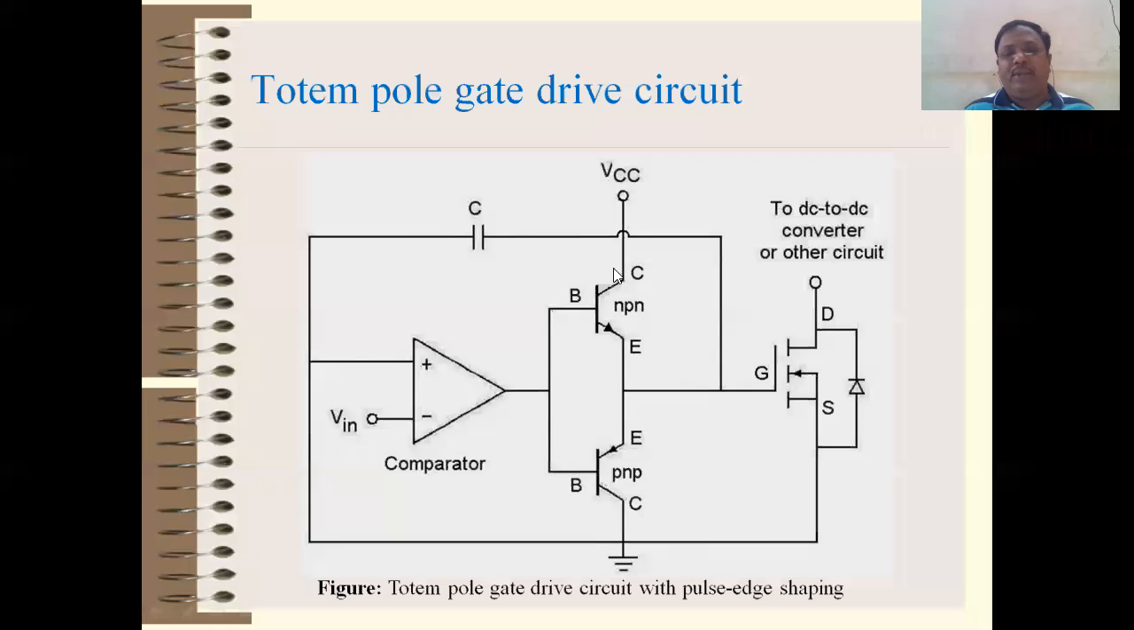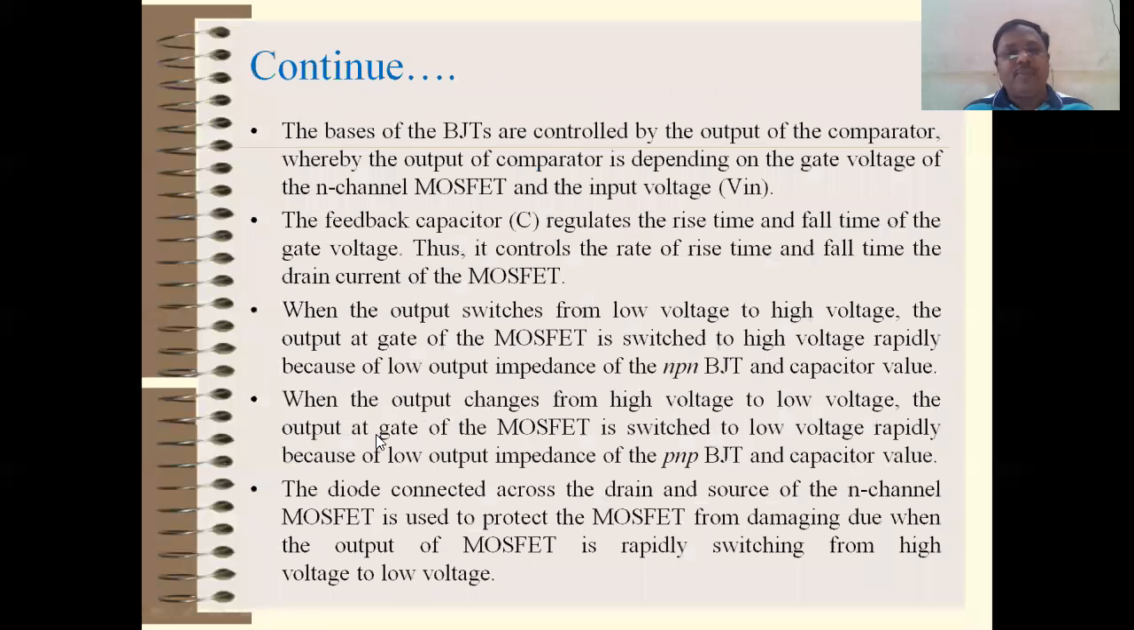So remember this thing, because of this totem pole arrangement, the one transistor is on when the output of the comparator is positive VSAT. It would maintain the output resistance, which is ideally 0, practically very small, definitely less than RG. And so the turn on time of this MOSFET is reduced. See the last sentence. When the output, again the output of the comparator, changes from high to low voltage, the output at the gate of the MOSFET switches to low voltage rapidly.